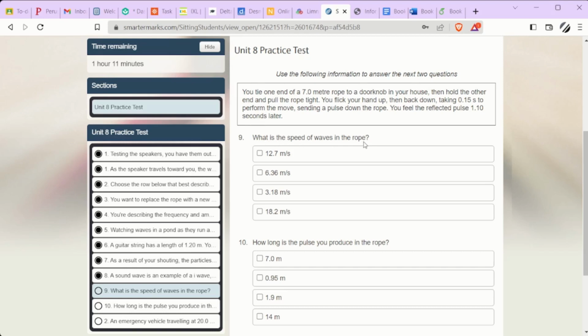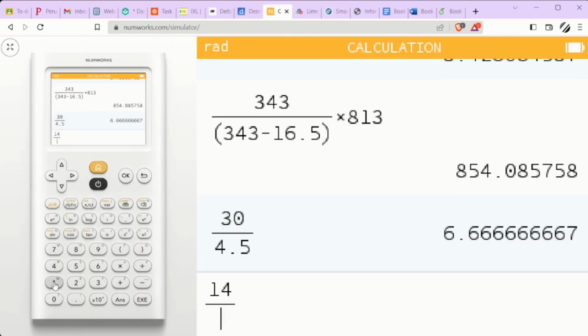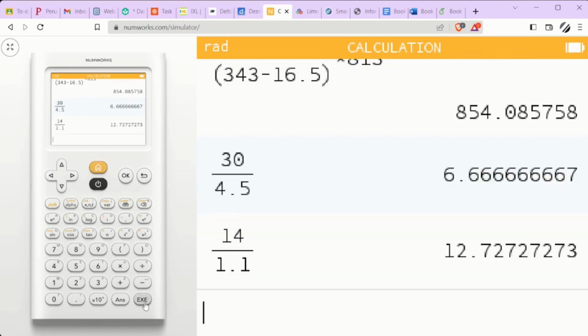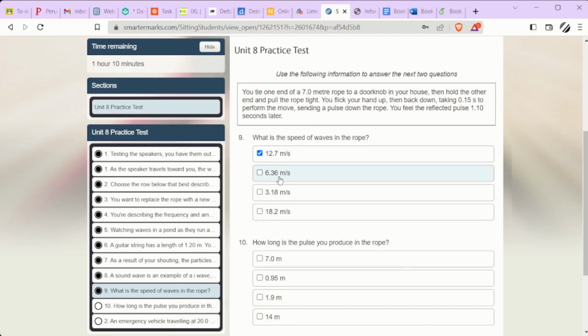So the speed of the waves in the rope, they've gone 7 meters and back again. It's gone to the doorknob and then back to your hand. Right? So 7 meters plus 7 meters, we've got a distance of 14 meters for that 1.1 second pulse. 14 divided by 1.1 gives us about 12.72 meters per second. Notice if you forget to double the distance for going there and back, you'd get 6.36, which is also here.